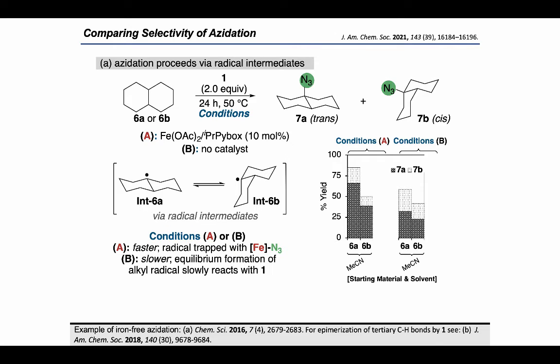The difference in diastereomeric ratio between the iron-catalyzed and uncatalyzed reactions also provides support for different azide transfer reagents. In the iron-catalyzed reaction, an iron(III) azide would transfer the azide group to an alkyl radical, while in the iron-free conditions, compound 1 would transfer the azide.